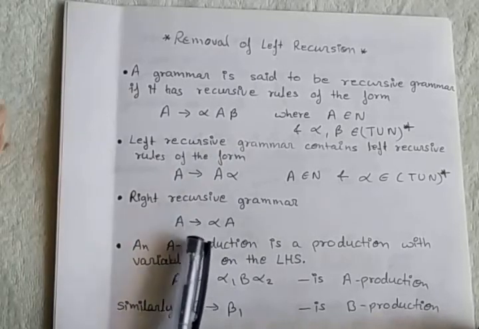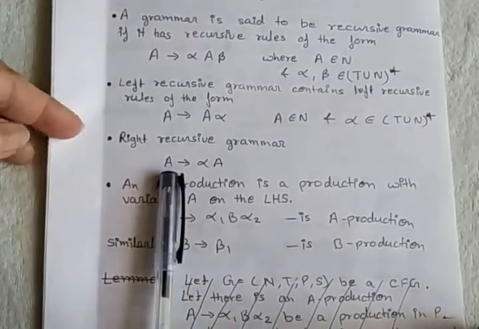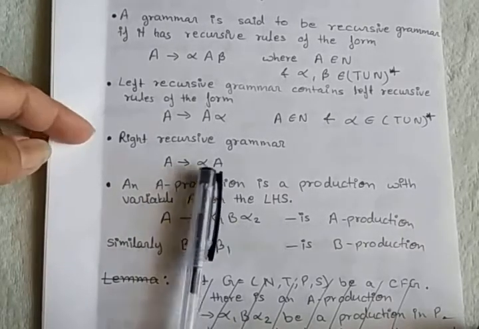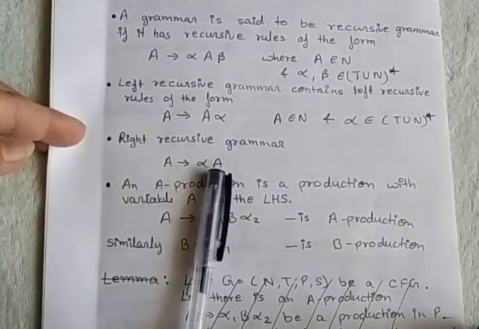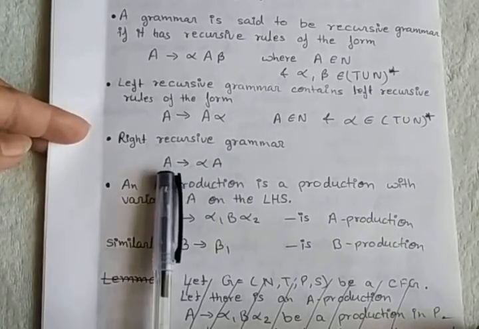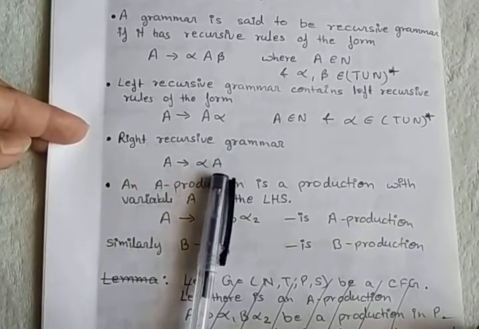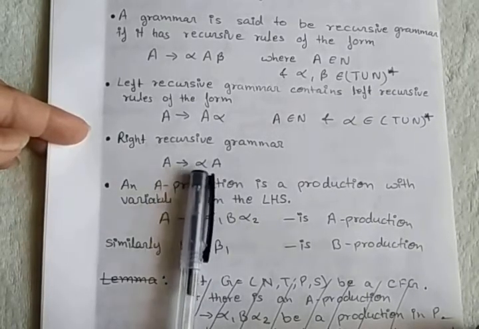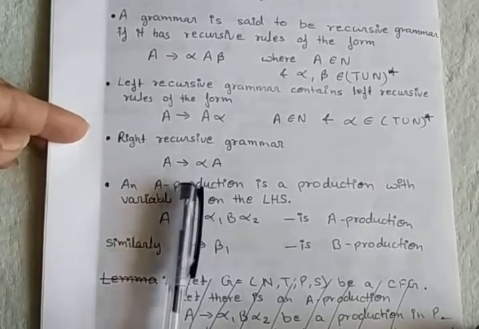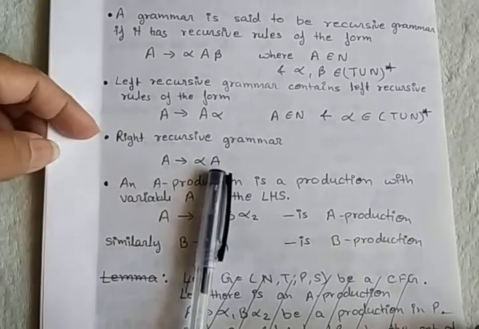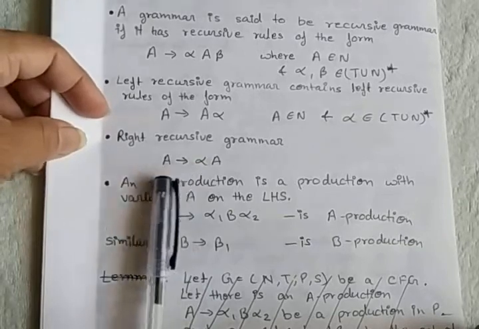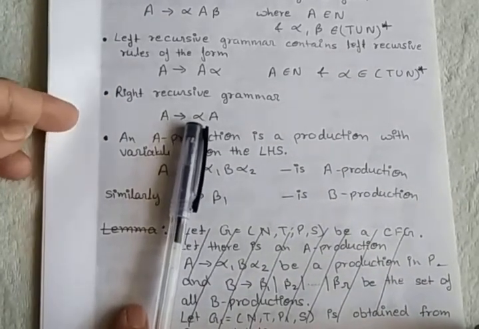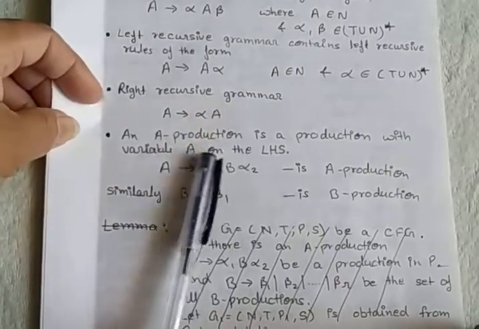And the grammar which is having this type of rule is called a left recursive grammar. Now look at this. This is a rule of the right recursive form. We have A tends to alpha A, and A is occurring at the right hand side of the rest of the string. Then this type of rule is called a right recursive rule. The grammar which contains right recursive rules is called a right recursive grammar.